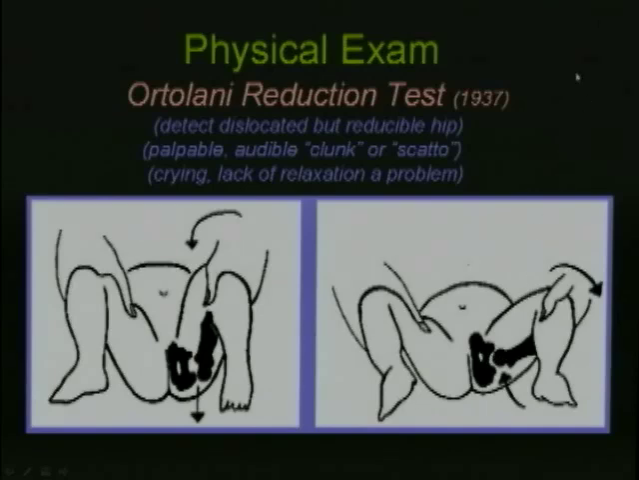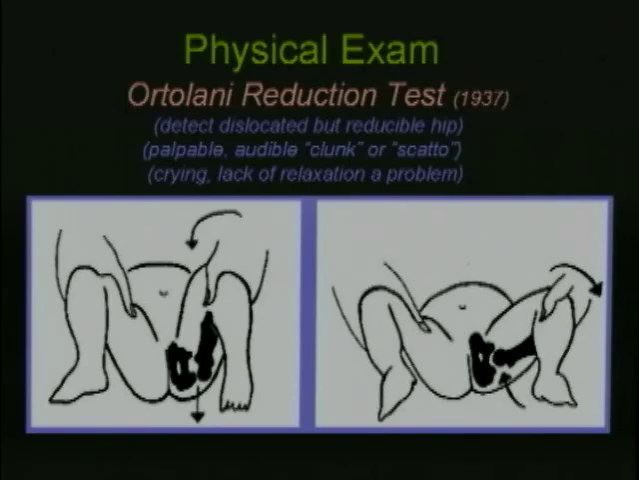This is basically difficult when the baby is crying and the baby is not relaxed. So having a way to see this during real-time observation with ultrasound is extremely helpful in determining whether or not the clunk, or as we often hear it called, the click, is significant.